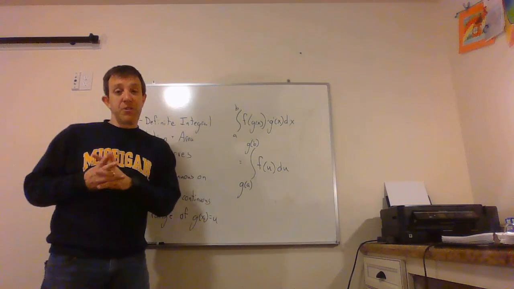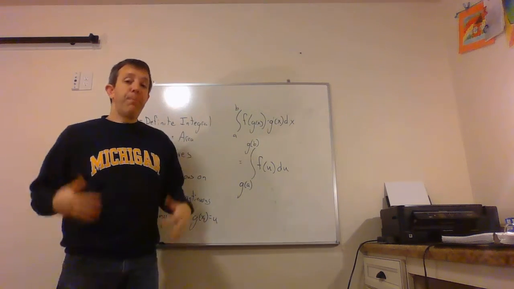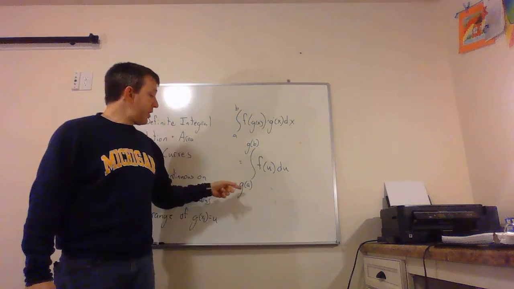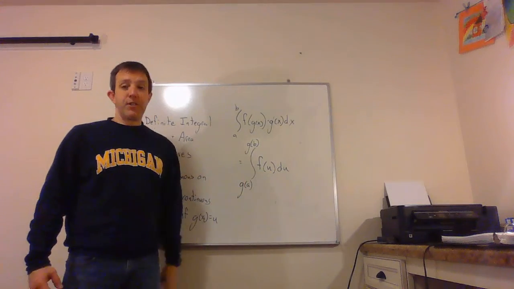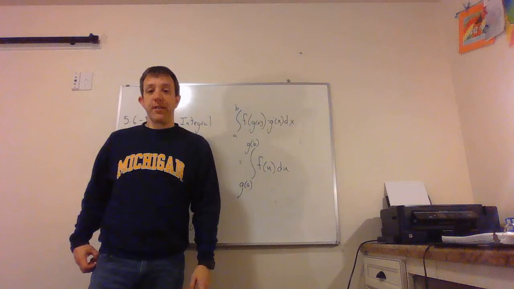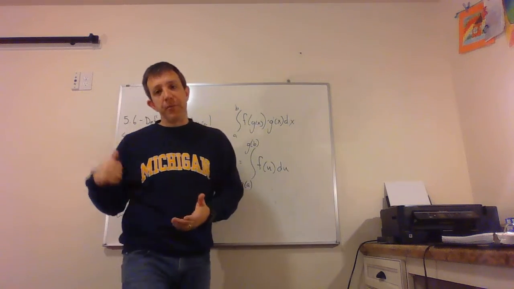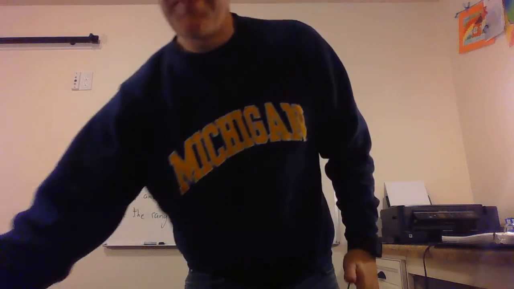Now, could you just plug u back in and keep a and b? Absolutely. But we're going to look at it as we're going to change our limits of integration to match u, and in some ways it'll make things a lot easier. So let's go ahead and get started. We'll do a few examples, and eventually here we'll get to area between curves too.